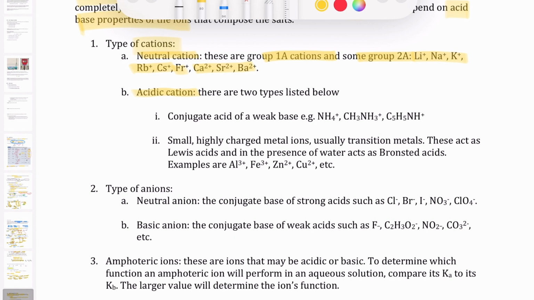They lower the pH when you dissolve them in water because they can donate protons somehow or act as a Lewis acid. In this case, we have two different types. The first type is what we call the conjugate acid of a weak base. So what are conjugate acids of weak bases?